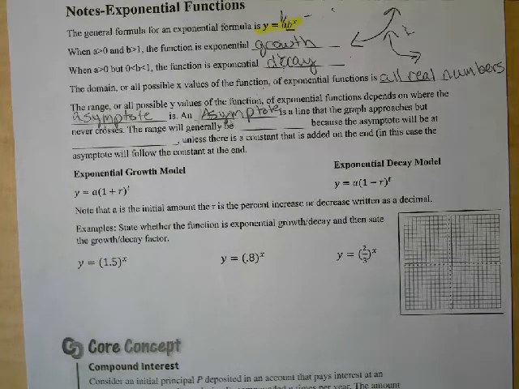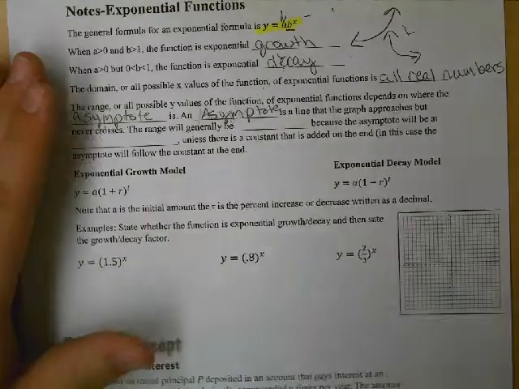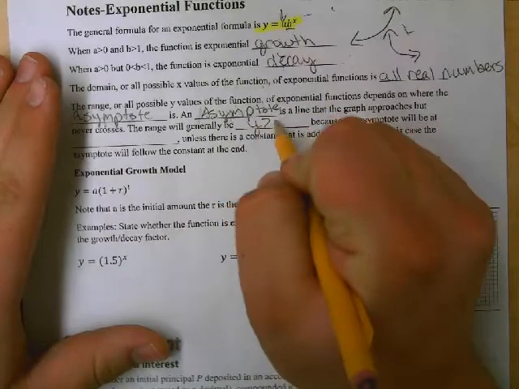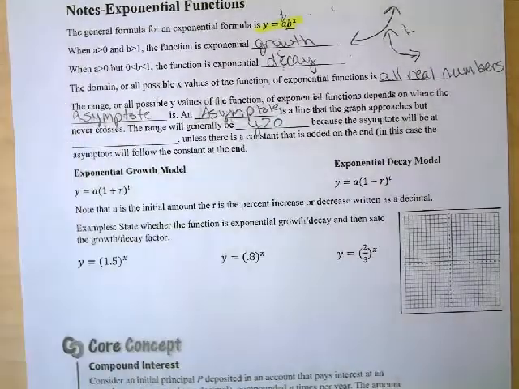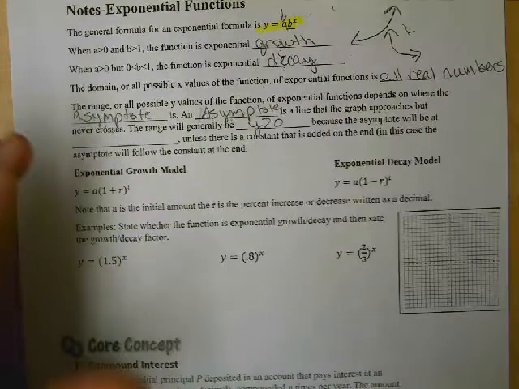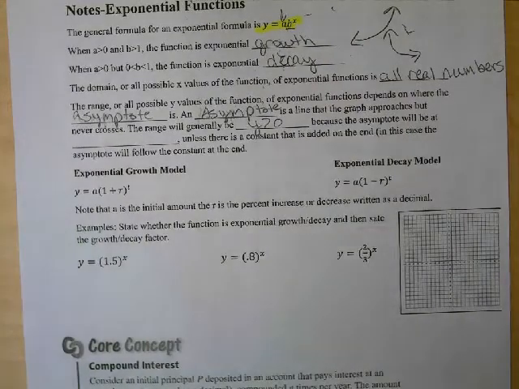Never crosses. The range will generally be, what was the range generally on our assignment? Yeah, y greater than 0. Because the asymptote will be at, where do you think the asymptote is? y equals 0, right.